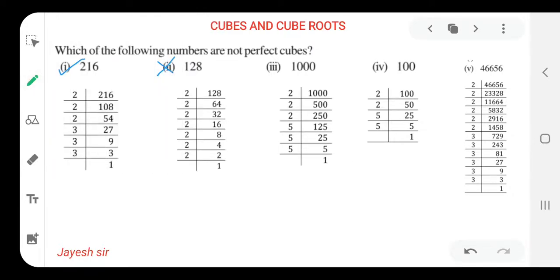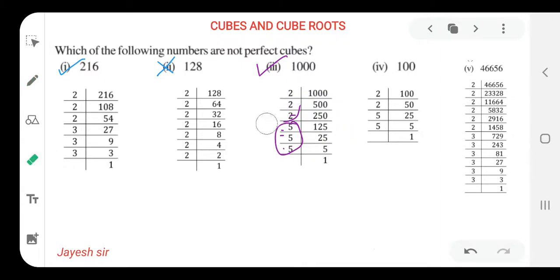Similarly for the third sum, we have to check whether the factor 2 is obtained 3 times. Yes, it is obtained 3 times. This could be one pair. The other pair is 5 obtained 3 times. Yes, you can see, that means the other pair is formed. 3 times 2, 3 times 5, that means it is a perfect cube. So we can put the tick mark. Yes, it is a perfect cube.